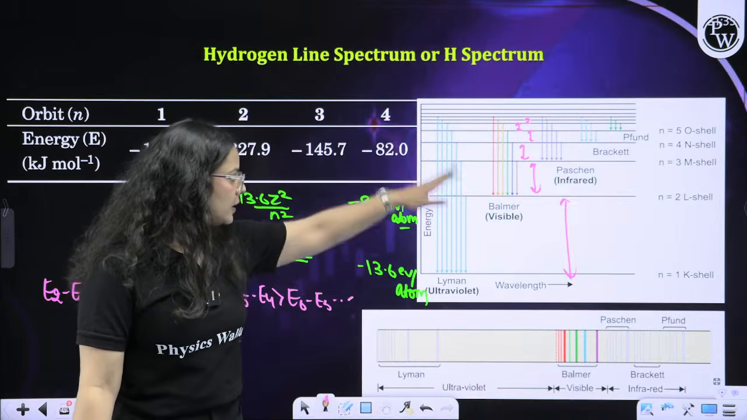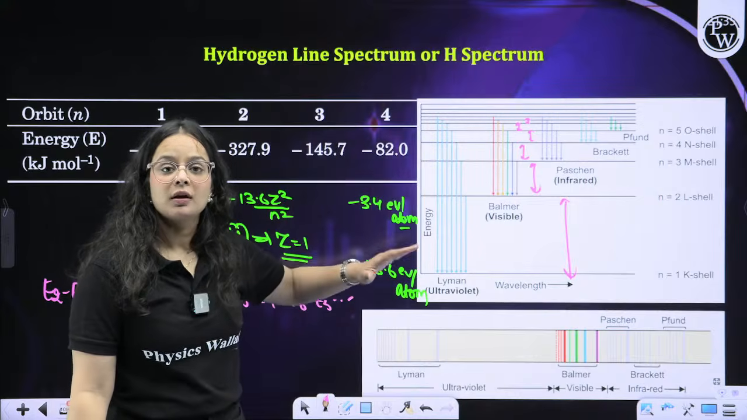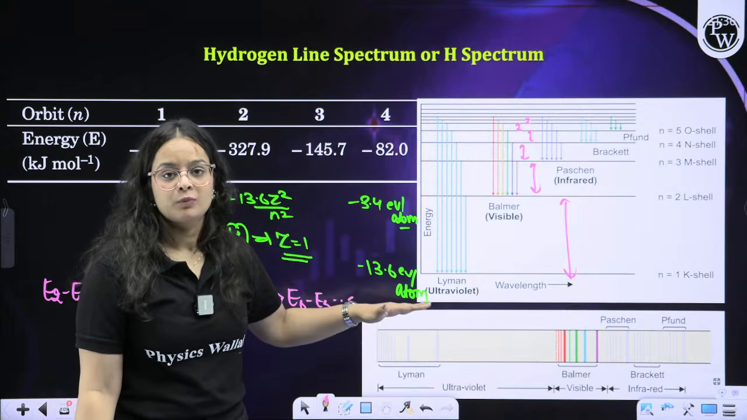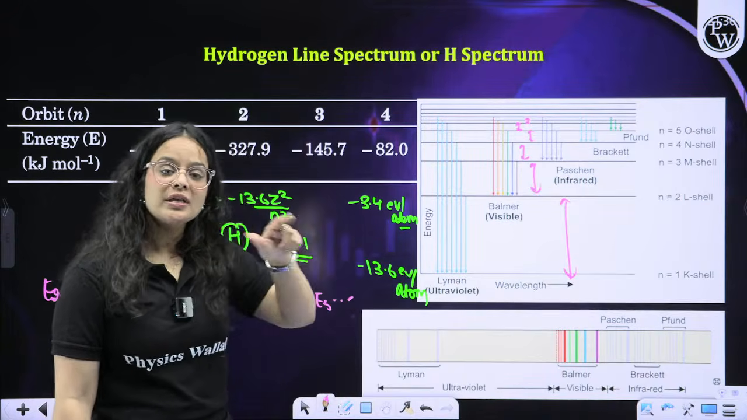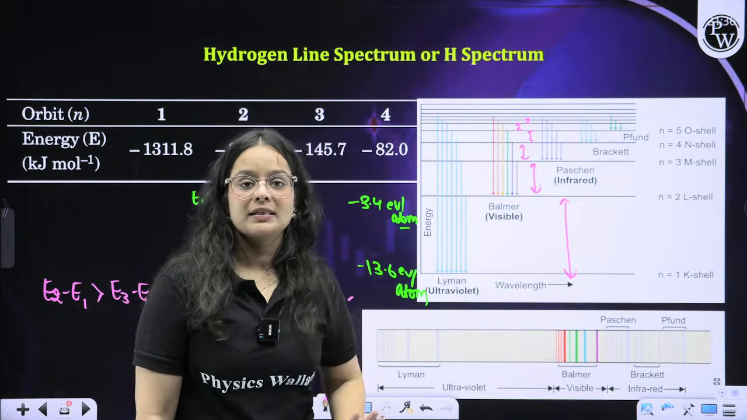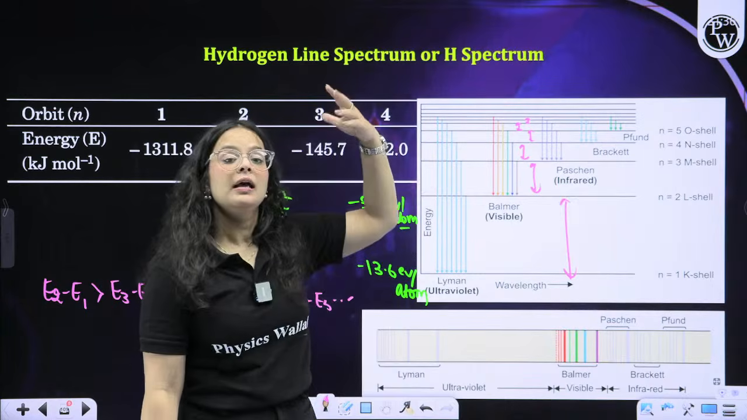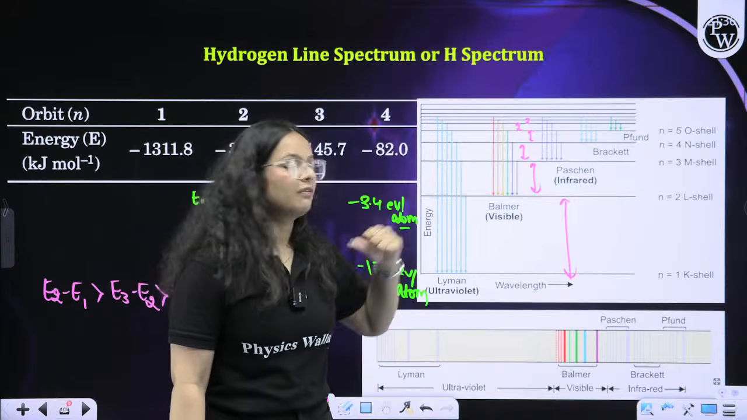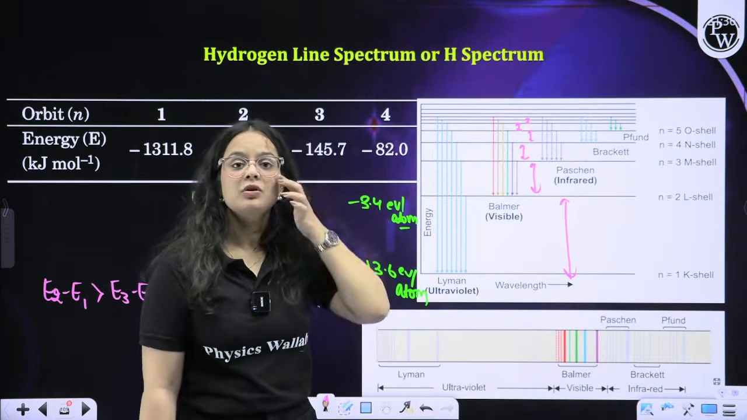Clear? So one series I'm getting is when the transition happens from a higher level to the first ground level. So I am getting the Lyman series. The energy that is released comes under which region? That is the UV region. So Lyman is the one that comes under the UV region. Then the second type of transition is when the electron jumps from any higher level to the second level, that is the Balmer series. That is the only visible series. Otherwise, any other series is not visible to us.